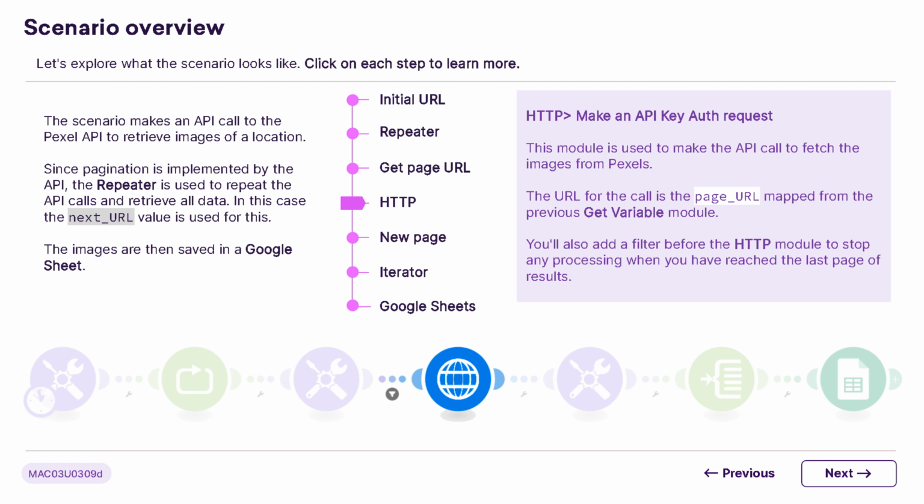To capture all the data, a repeater is used. This tool automates the repeated API calls using the next_URL to ensure you don't miss any image. Each image fetched is then neatly saved into a Google Sheet. This not only organizes the data, but makes it readily accessible for review or further processing. The crucial step here involves the HTTP Make an API Key Auth request module.